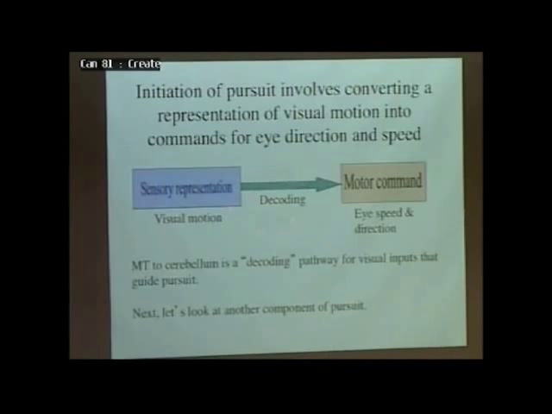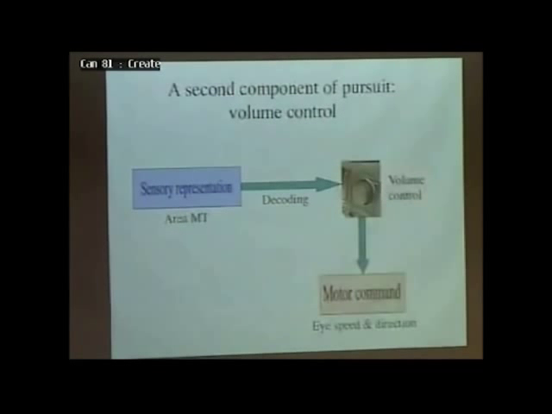Okay, here's another way of looking at it. Sensory representation of visual motion decoding gives us eye direction and speed, MT to cerebellum. Okay, well this is great. This is a reflex, right? There's no thinking in here. But the pursuit system actually is subject to modulation that is under potentially cognitive control, but at least under voluntary control.